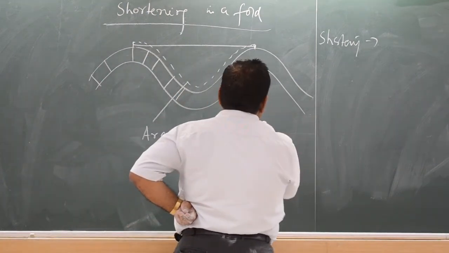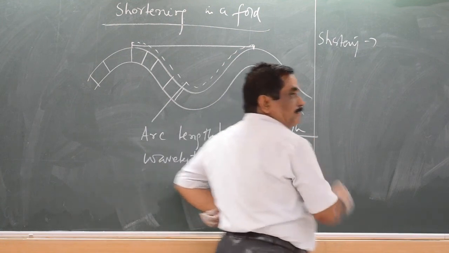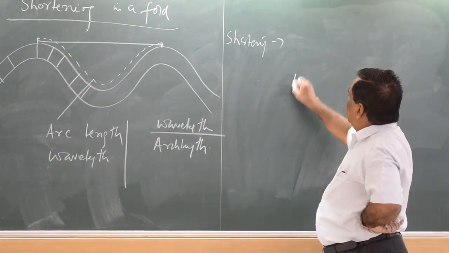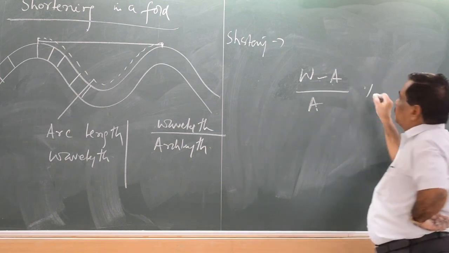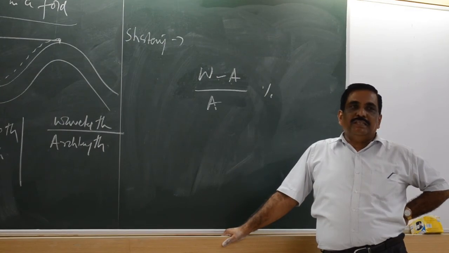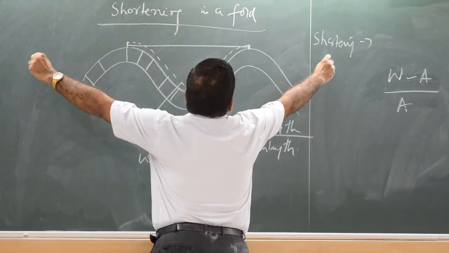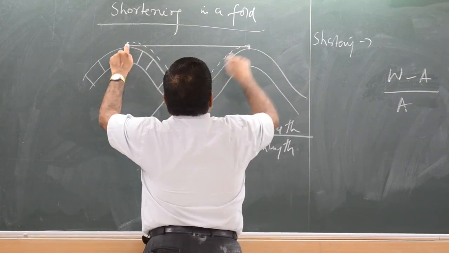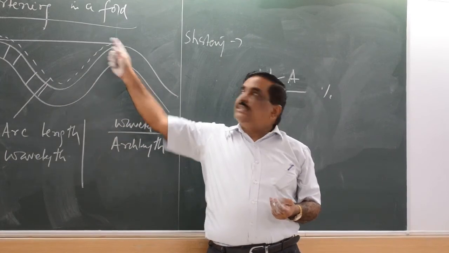So what is shortening? Wavelength minus arc length, divided by arc length. Some people have mentioned it as final length minus initial length, upon the initial length. Look, it is the same thing, isn't it? Initially this length was this big. Now it has become this much. This arc length has been reduced to the wavelength. So the final length is the wavelength, and the initial length is the arc length.